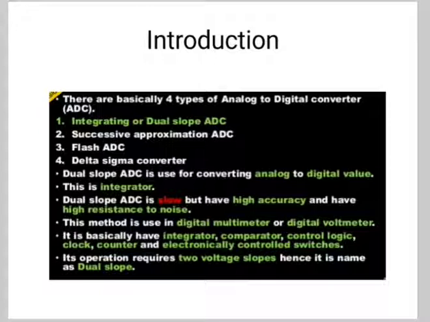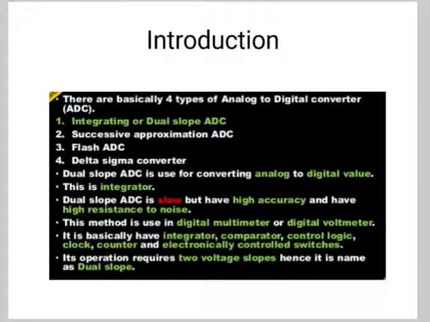Introduction. There are basically four types of analog to digital converter, that is ADC: integrating or dual slope ADC, successive approximation ADC, flash ADC, and delta sigma converter. The dual slope ADC is used for converting analog to digital value. This is an integrator. The dual slope ADC is slow but has high accuracy and high resistance to noise. This method is used in digital multimeter or digital voltmeter.